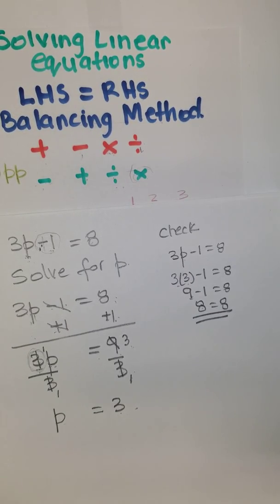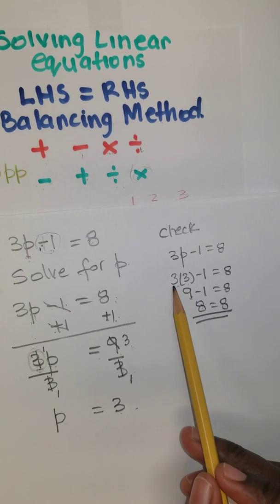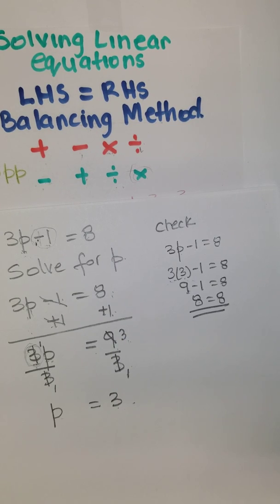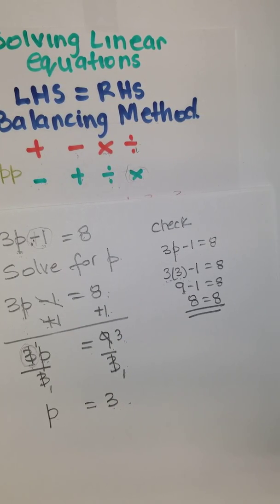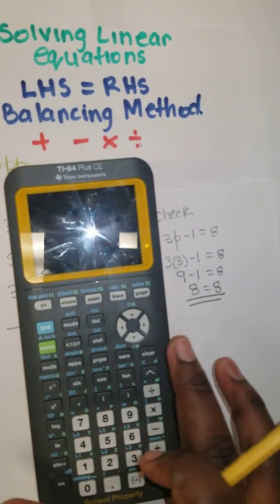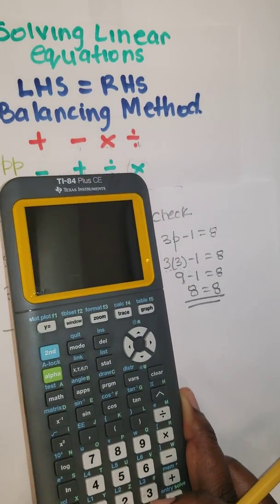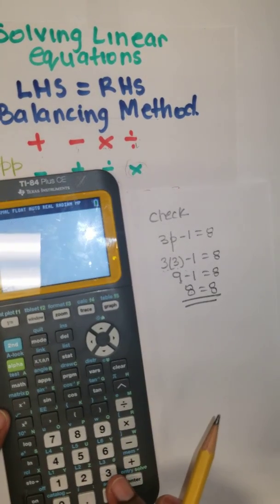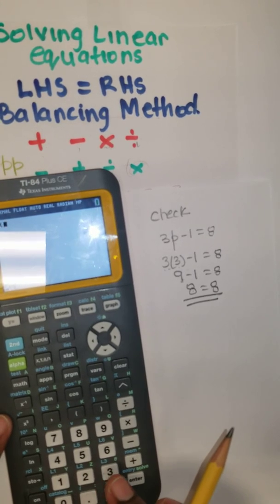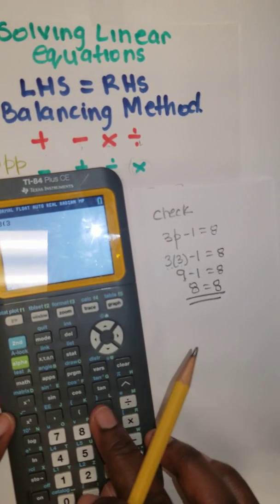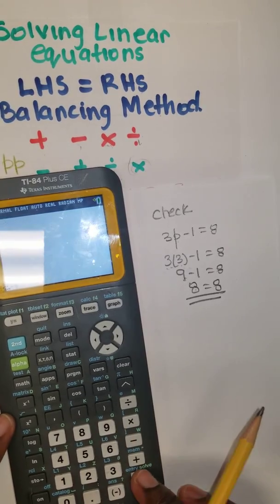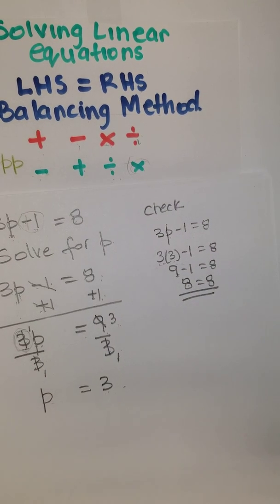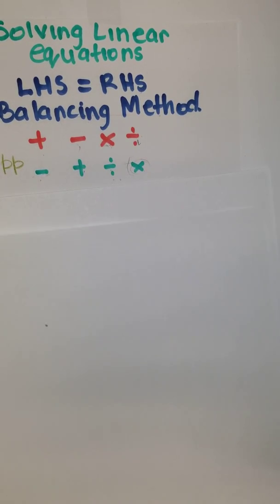If you like, you could also put this into your calculator, which will produce the same answer if you have a calculator present. So let me show you how to do that. Okay, it's 3, open bracket, times 3, close bracket, subtract 1 is equal to 8. So 8 is equal to 8. All right? Let's go for another one.